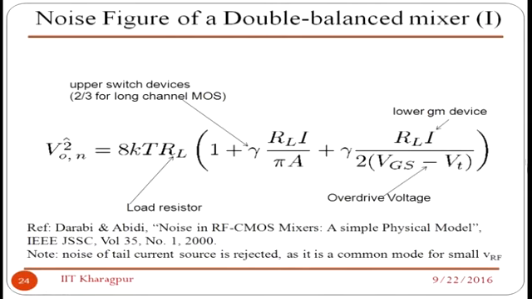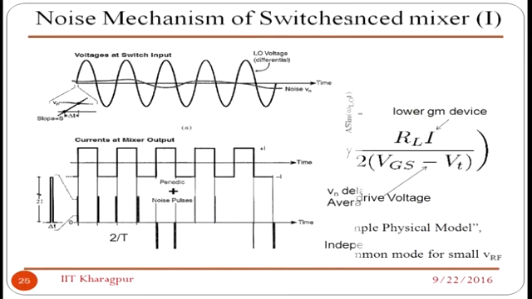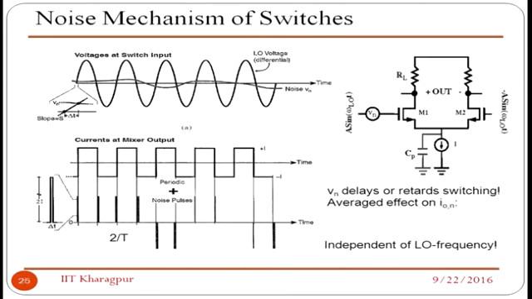These are the expressions, and you can get that reference from the Abidi Darabi book, RF noise in RF CMOS mixers, simple physical models. You can go through that to find the noise contributions of this mixer, but I know that a noise contribution of 13 to 15 dB is well accepted. This is a little bit of addition to mixer design.